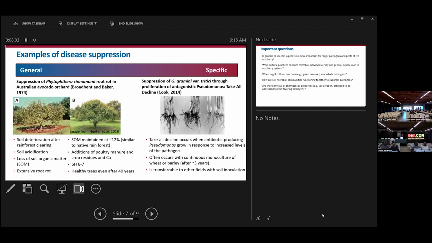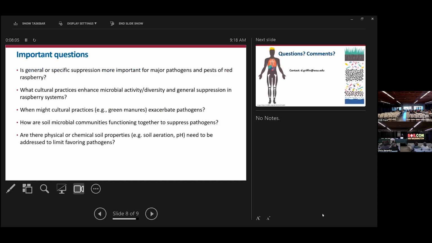And as we move into the next few talks, some leading questions I want to pose that we need to think about in raspberry systems are, which mechanisms are more at play? Is there more general or specific suppression going on for major pathogens and pests in red raspberry? What cultural practices enhance microbial activity and diversity and general suppression in red raspberry systems? And then also thinking about what cultural practices might exacerbate pathogens.